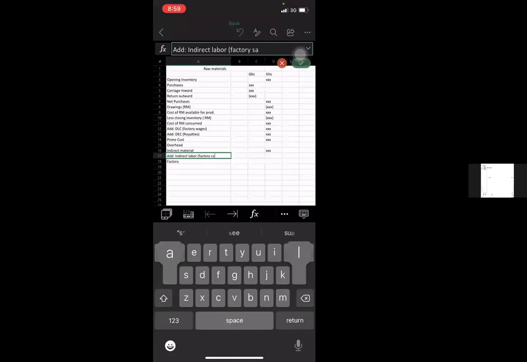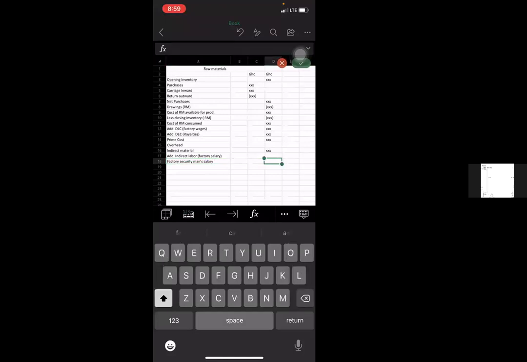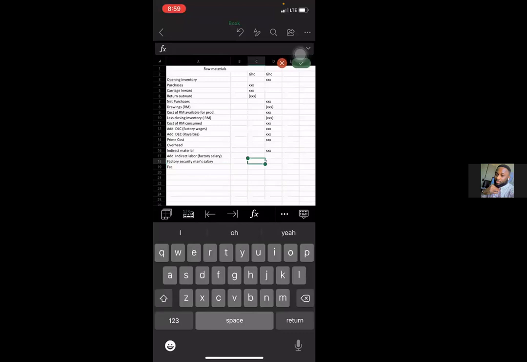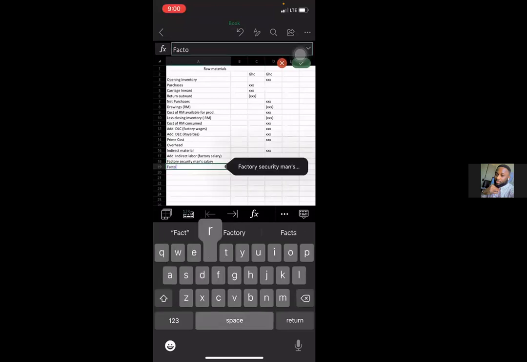Or indirect recruitment salary. All right, so we have a figure here. I'm sorry, the figure is supposed to be in the fourth column. All right, and we have factory supervisor salary.